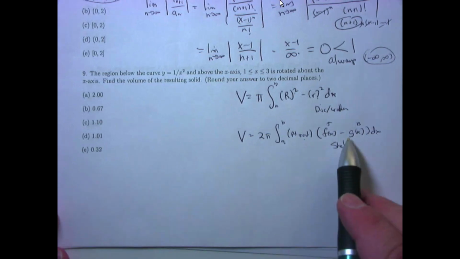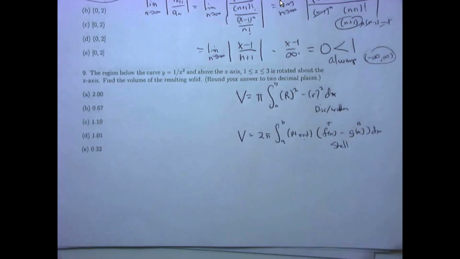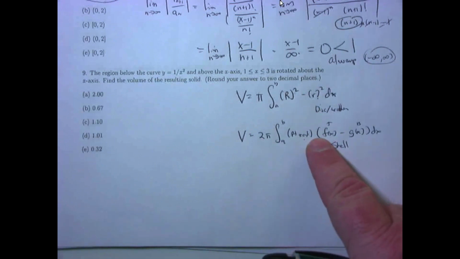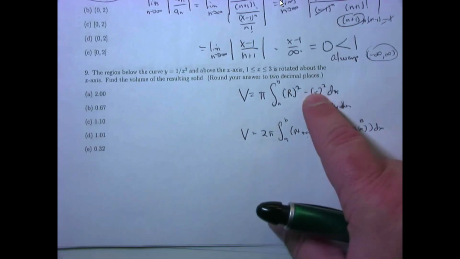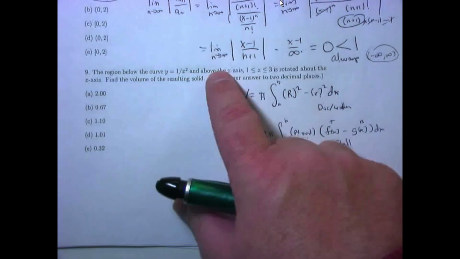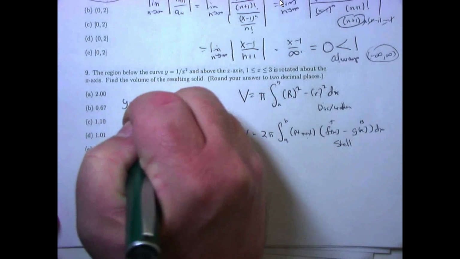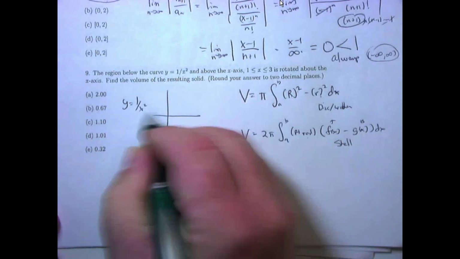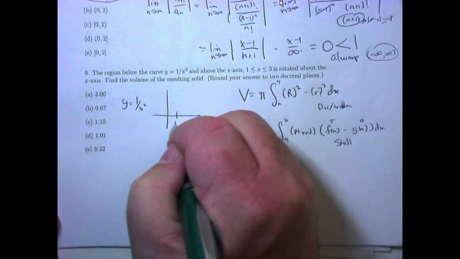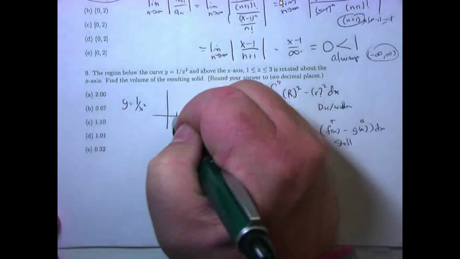Shell method. With the shell method, the function is in terms of x, but you'll be rotating around the y-axis, or parallel. The function could be in terms of y, then you would be rotating around the x-axis, or parallel. Shell method rotates around the opposing axis. The disk washer method rotates around the same axis as your variable. What do we have here? We have the equation y equals 1 over x squared, between 1 and 3.